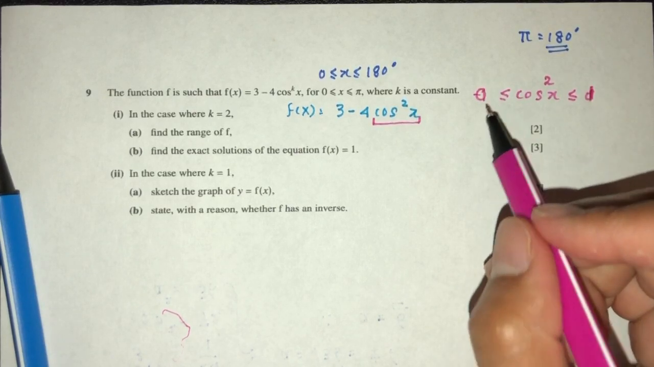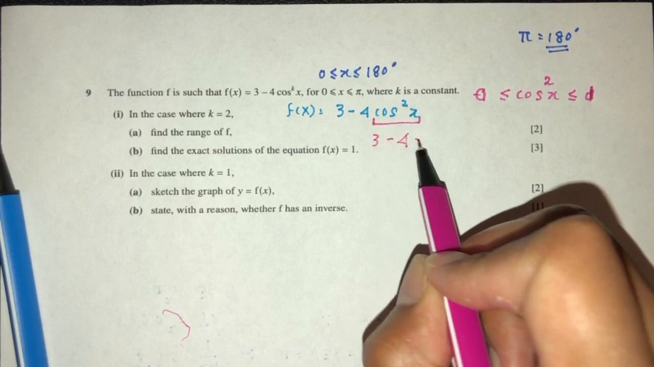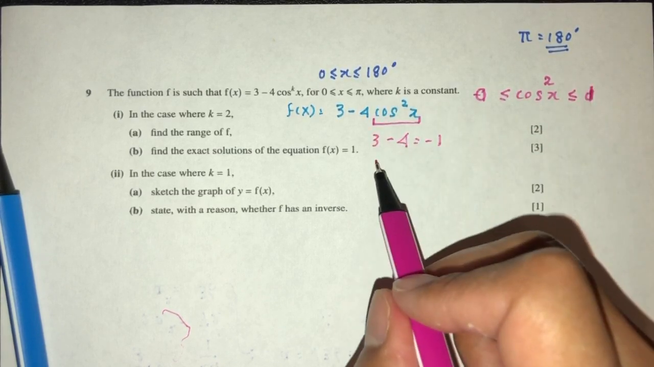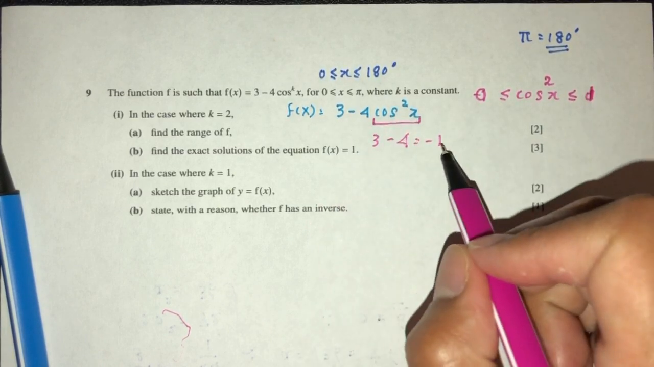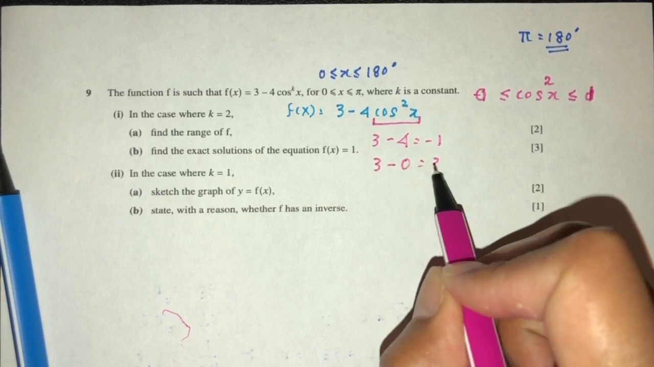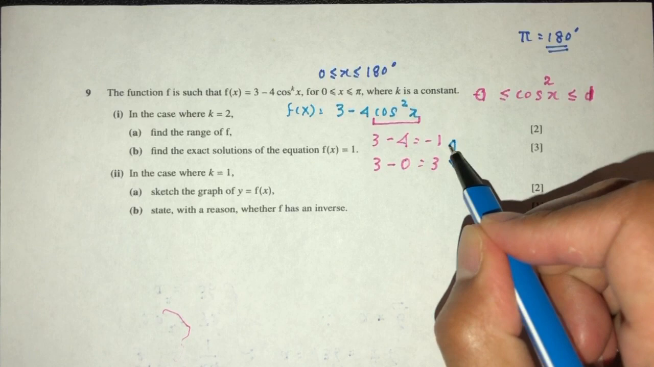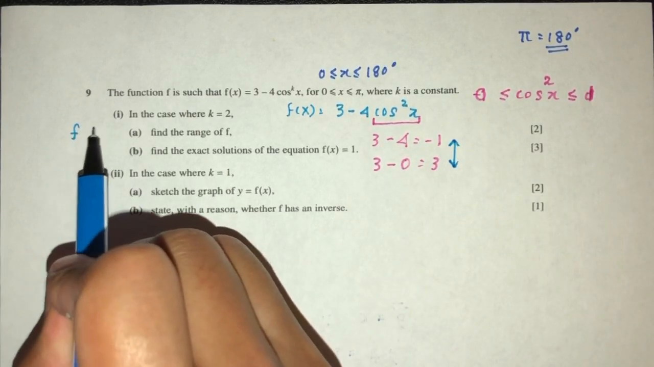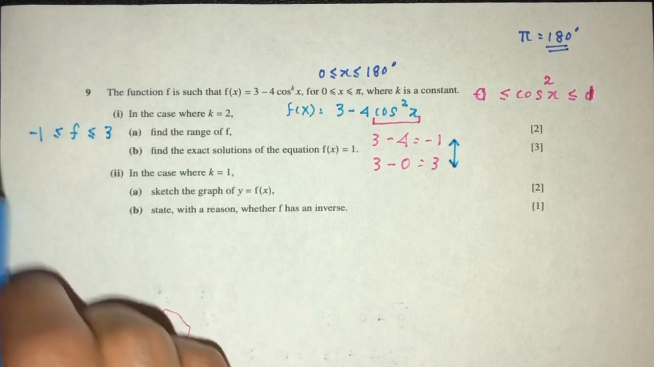So let's put this here. If this is 1, that will be 3 minus 4, which is minus 1. If this is 0, that should be 3 minus 0, that should be 3. As you can see, the range is between those two values. You can write range of f is between the value of minus 1 and 3. That will be part 1.